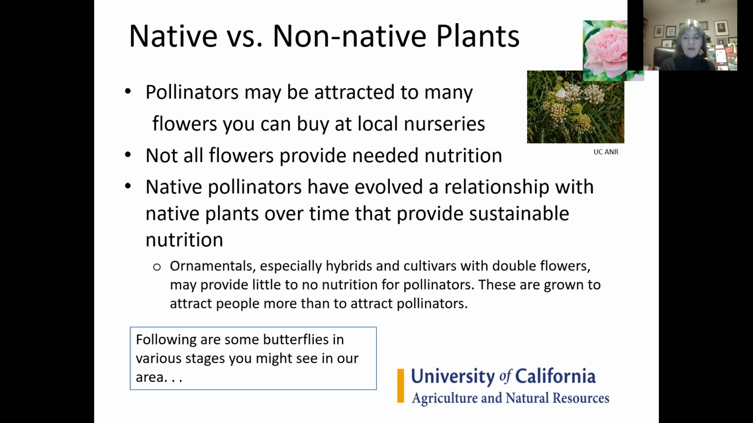So even though we might like them, when you put them in your yard, it might attract an insect, but it isn't going to feed that insect. So we have to be careful when we buy cultivars and hybrids. They're probably not getting the nutrition they need that they would get in a native plant. So ornamentals, just be cautious. You will see in the nurseries many new varieties every year, but for anybody who's studied native plants, they know those are not the ones that the insects prefer.